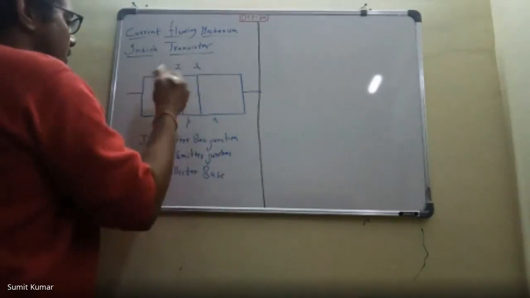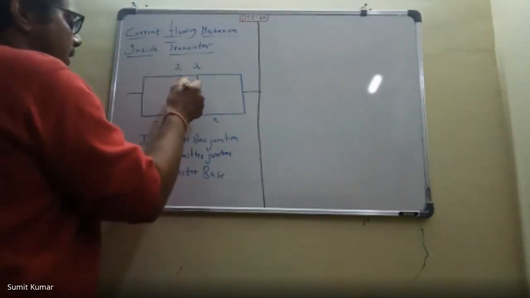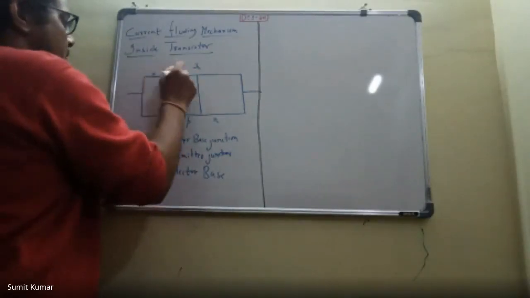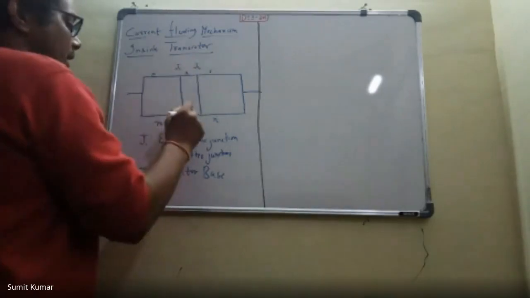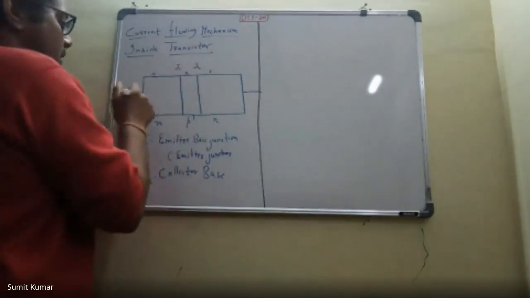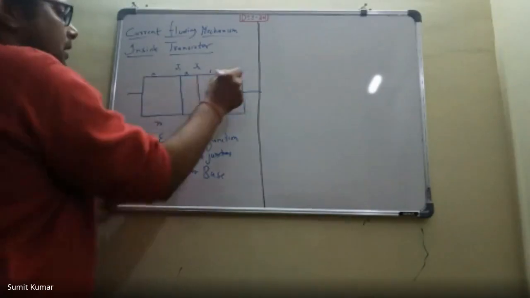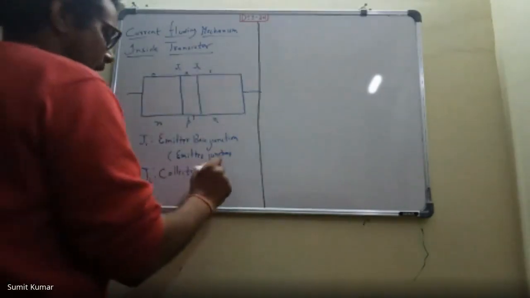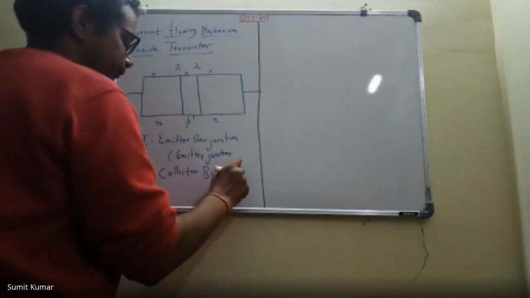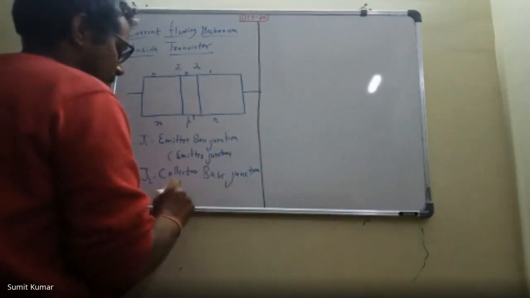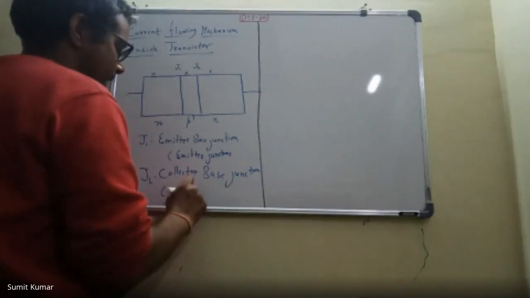This part is called the emitter, this is base, this is collector, and the terminals which are coming from these parts are also called that. This is the emitter terminal, base terminal, and collector terminal. So this is the collector base junction. It is also called the collector junction popularly.